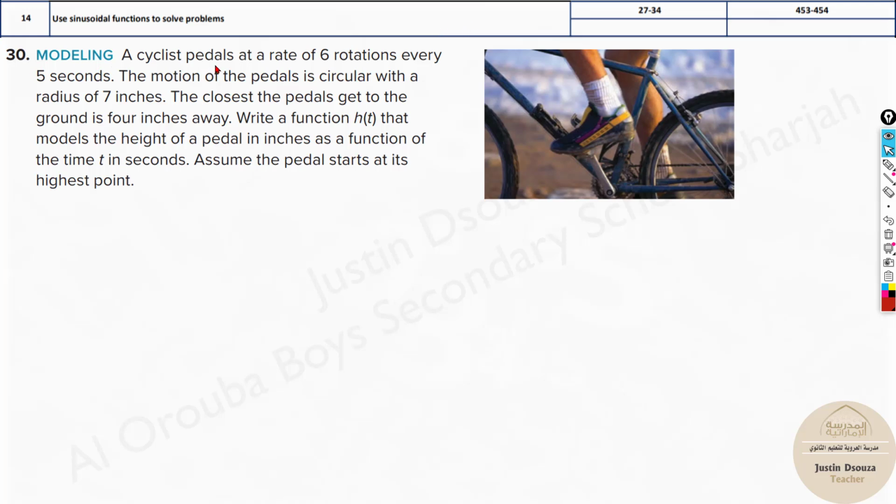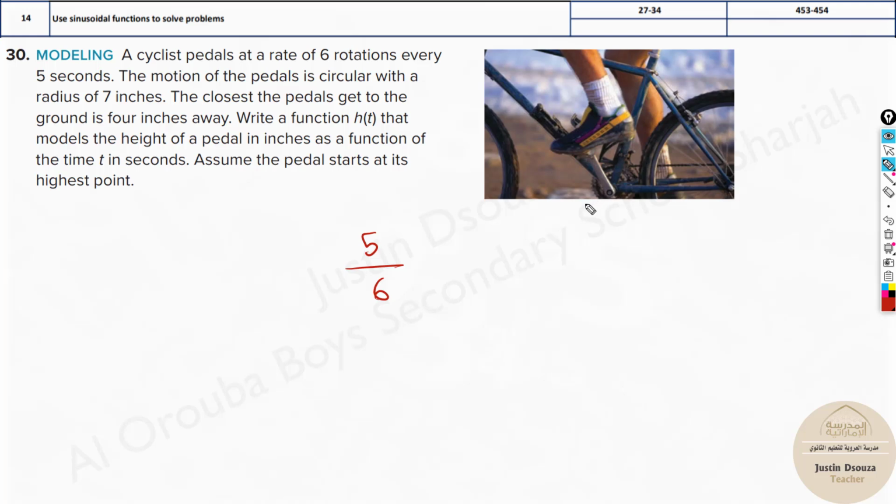Another similar problem, a cyclist pedals at a rate of 6 rotations every 5 seconds. Whenever you see these, let's write the period. This is the period. 6 rotations are happening at every 5 seconds. 5 by 6. Always remember this. Seconds will be on top.